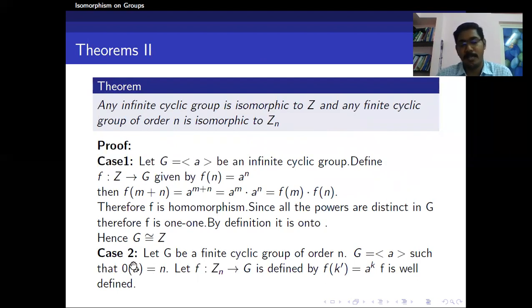Now, in the next case I am considering G is a finite cyclic group of order n. So G equals the group generated by a such that the order of a equals n. Let f from Zn to G be defined by f of k dash is equal to a power k, and f is well defined.